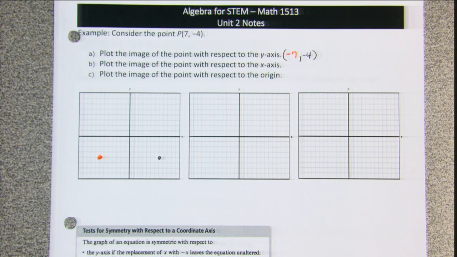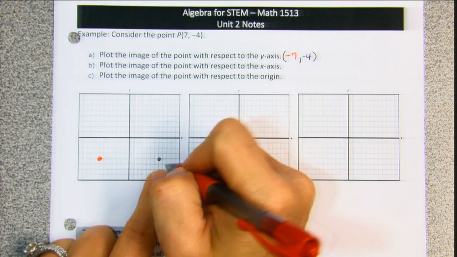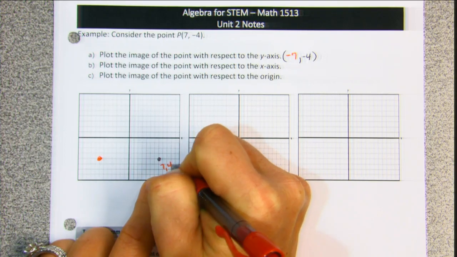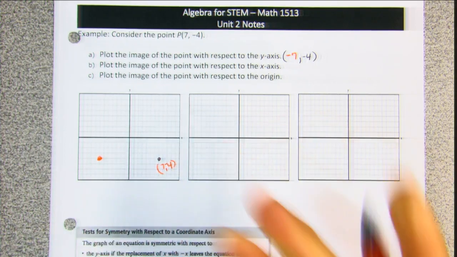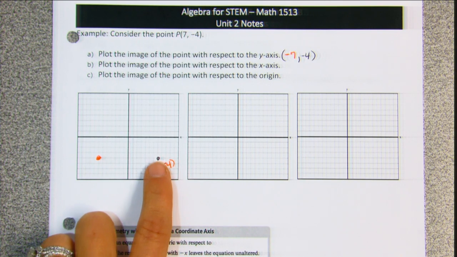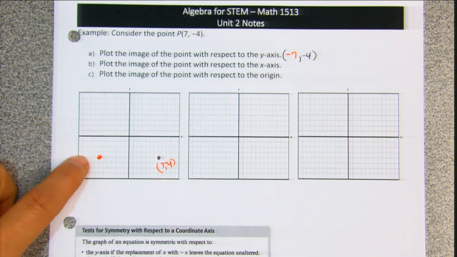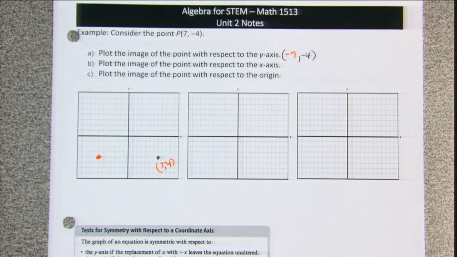Like if you were looking at the point, what is the ordered pair of that point? They may have it plotted for you. What would it be? Maybe it's 7, 4, -4. And you would know if I was plotting a point with respect to the y-axis, it'd have to change the x's sign to get that ordered pair.